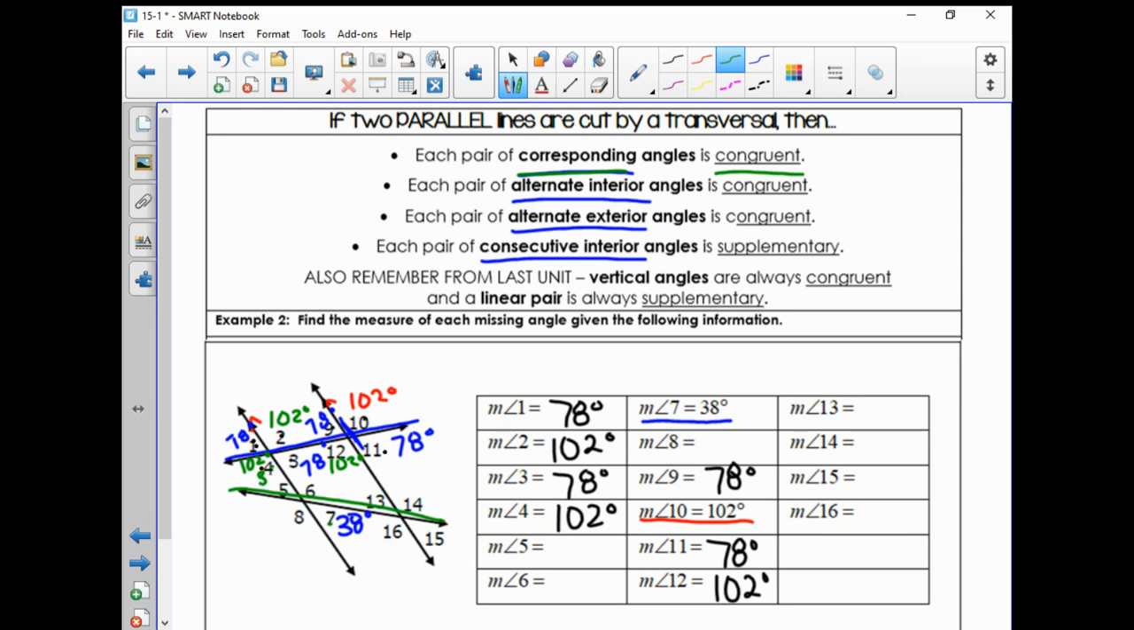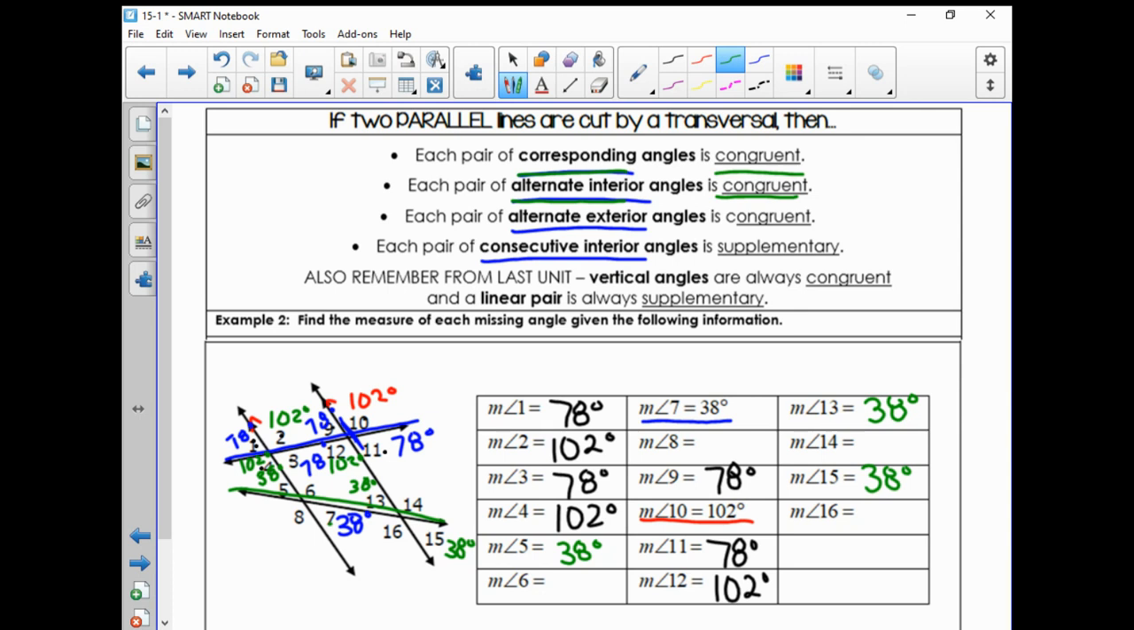So 5 right there, vertical angles, that's also going to be 38. 13 would be an alternate interior angle to angle 7. So again, alternate interior angles are congruent. And 15 would also be 38 degrees. Okay, so 38 degrees for 15, for 13, for 7, which they already gave us, and for 5, 38 degrees.